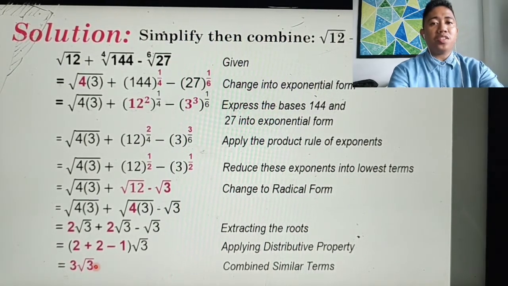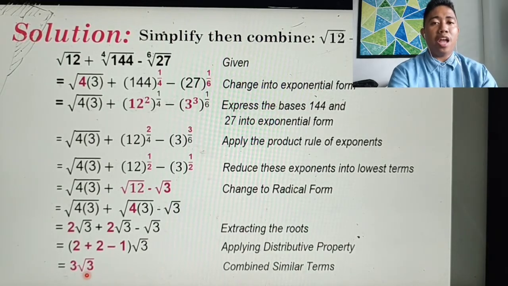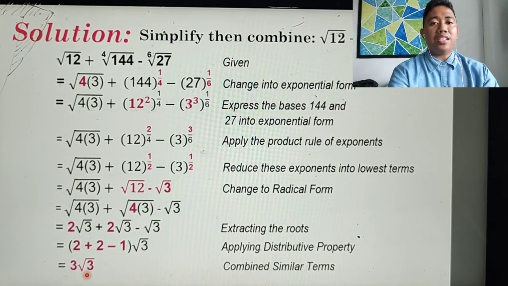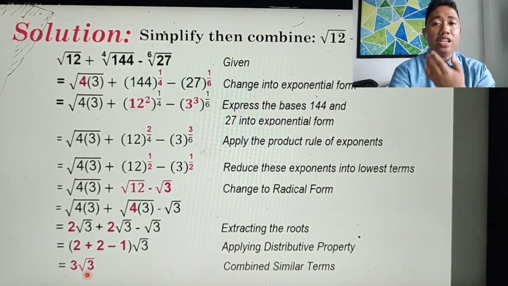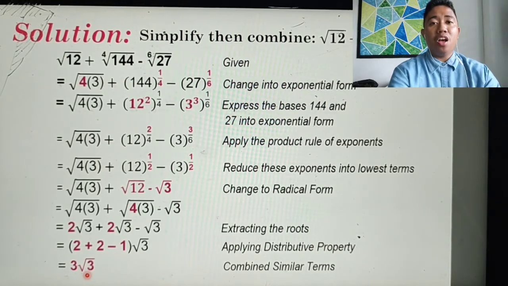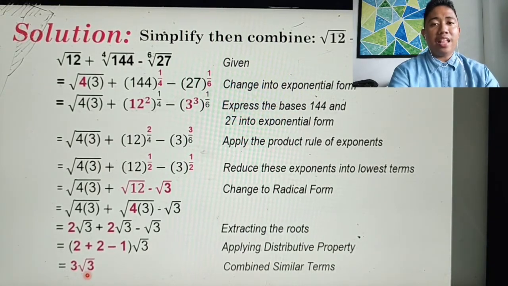So these are some illustrative examples on how you will be going to translate radicals into similar form and proceed to simplify using the addition and subtraction of radicals. And that is our lesson for today.